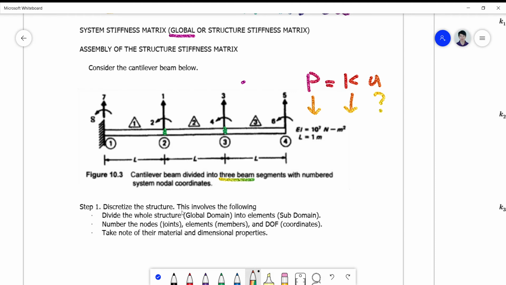as given in the problem, of course, and then this three subdivision is known as the subdomain. This is the total domain, global domain, and these are the local domain or the subdomains, okay? Or simply the elements or the members.